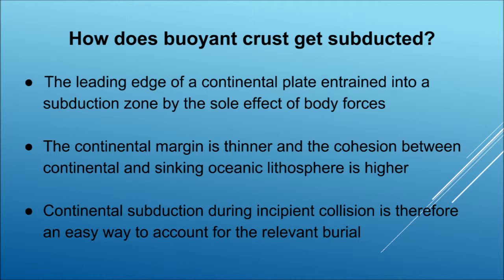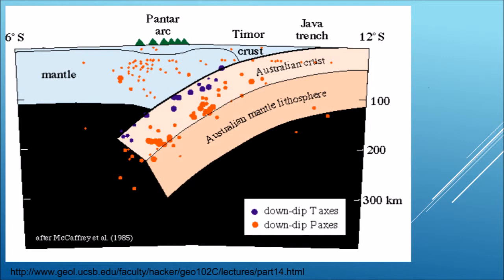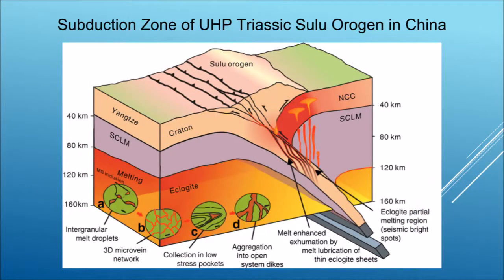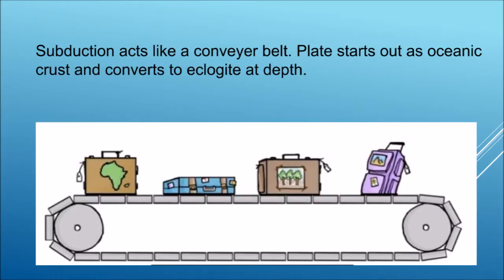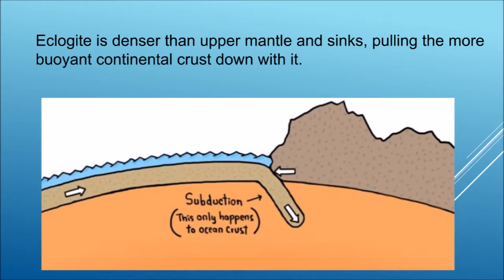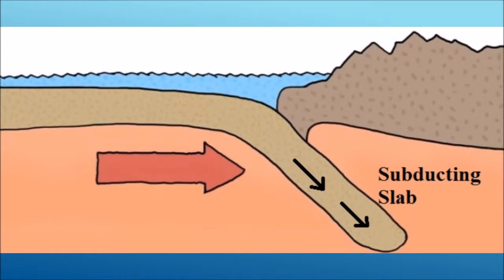The leading edge of a continental plate is entrained into a subduction zone by the sole effect of body forces. The continental margin is thinner and the cohesion between the continental and sinking oceanic lithosphere is higher, therefore burial. Subduction acts like a conveyor belt. The plate starts out as oceanic crust and converts to eclogite at depth. Eclogite is denser than upper mantle and sinks, pulling the more buoyant continental crust down with it.